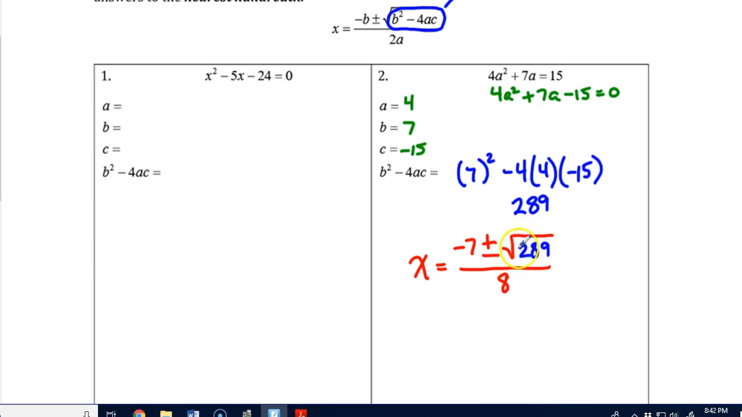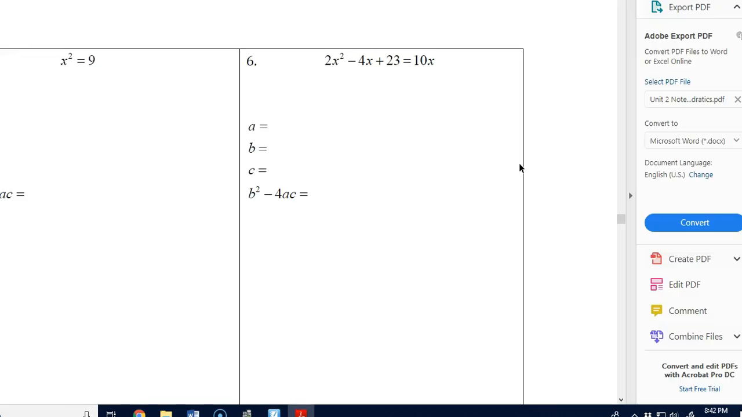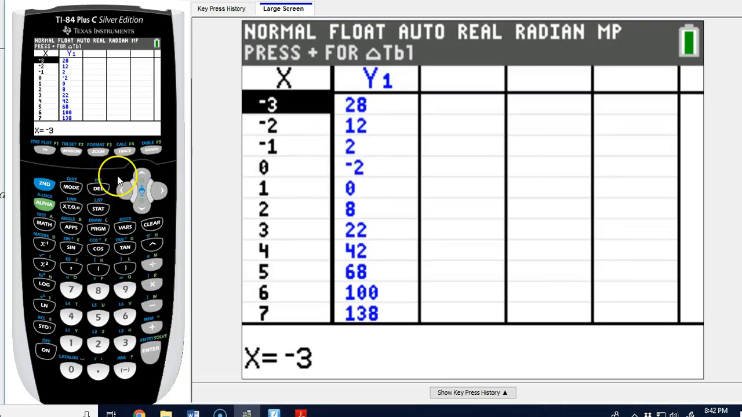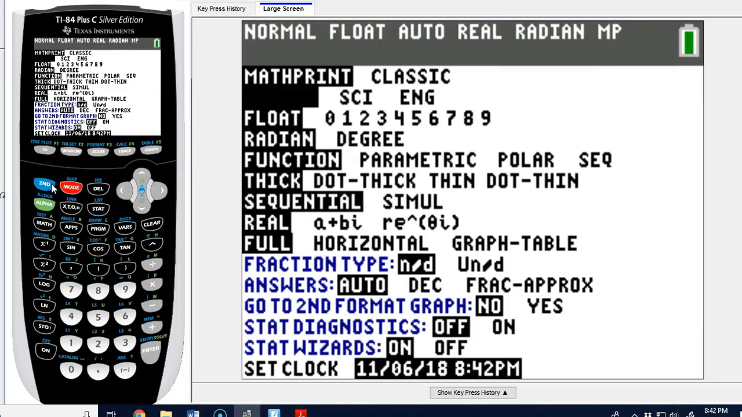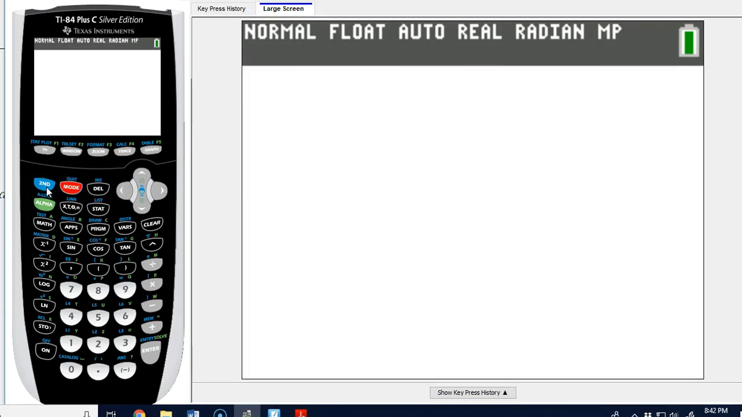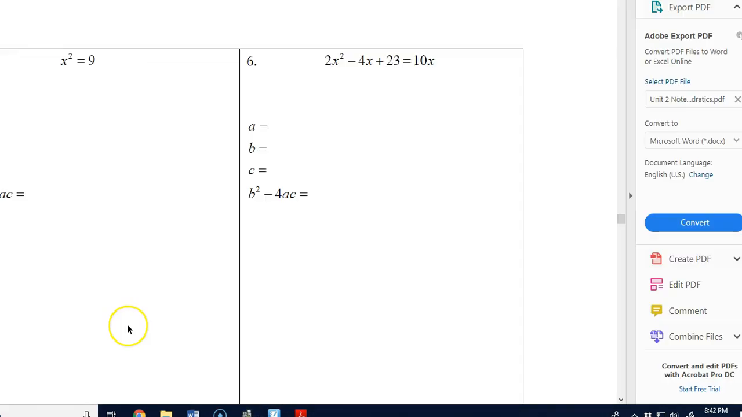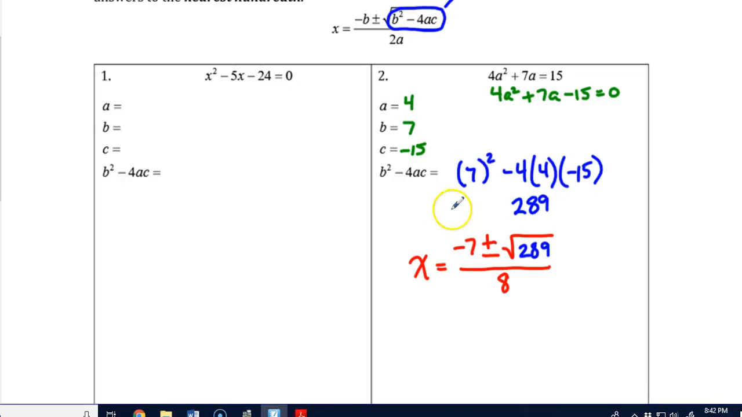Sometimes when you take the square root of a number, it turns out to be an integer, if it happens to be a perfect square. Let's find out something about the square root of 289. We're going to go to our calculator, square root of 289. Turns out it's 17. It's a perfect square. It's just not one we utilized a lot. So I can now say x equals negative 7 plus or minus 17 all over 8.